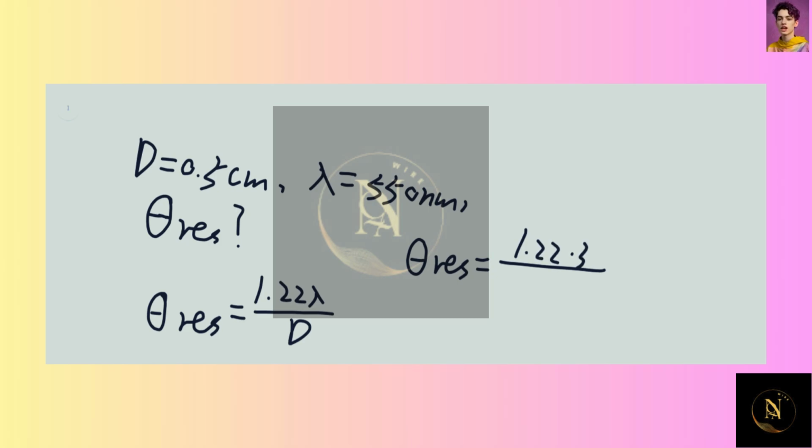1.22 times 550 times 10 to the power of -9 meters, because 1 nanometer is 10 to the -9 meters, divided by d, which is 5 times 10 to the -3 meters, since 1 centimeter is 10 to the -2 meters. And that will give us, let's take the calculation: 1.22 times 550 times 10 to the power of -9 divided by 5 times 10 to the -3.